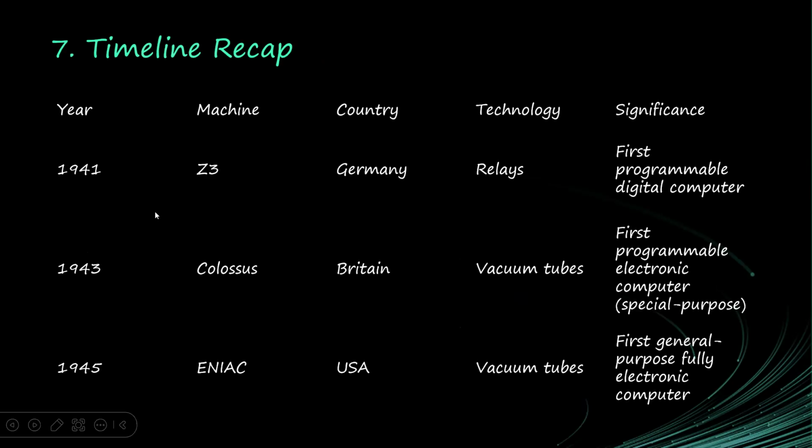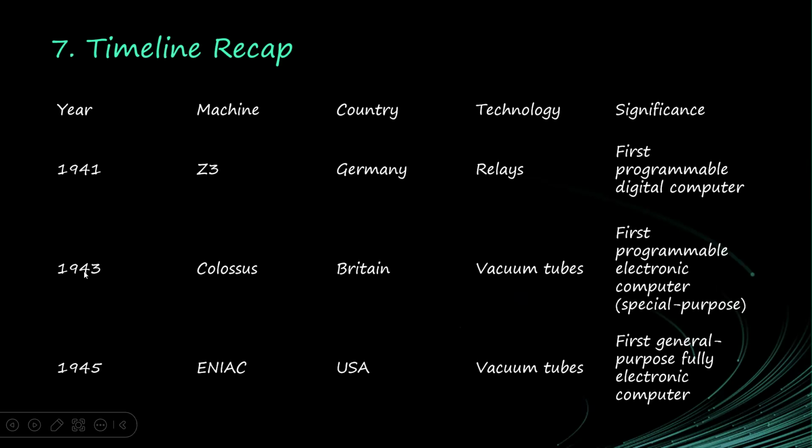So when you take a look at what we have here, in the year 1941, the Z3 was created in Germany. It used electronic relays. The Z3 is considered to be the first programmable digital computer.